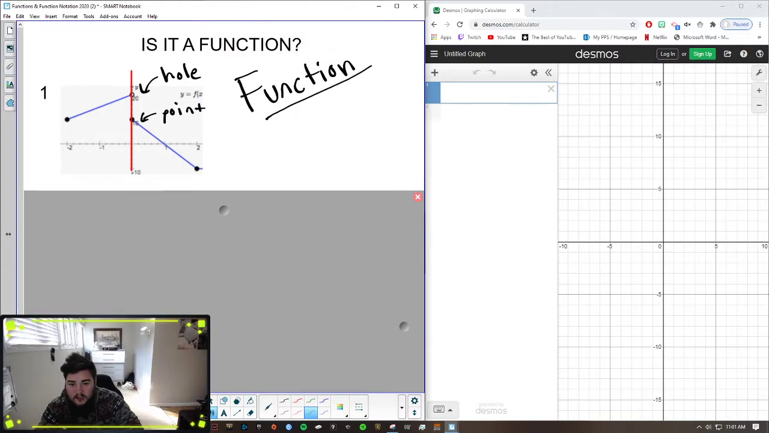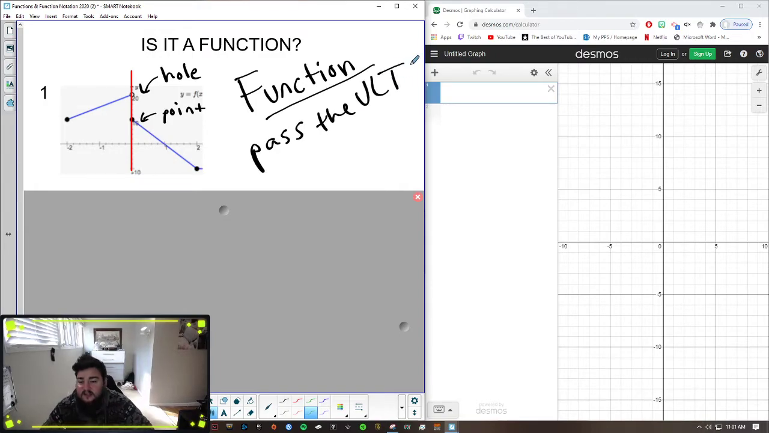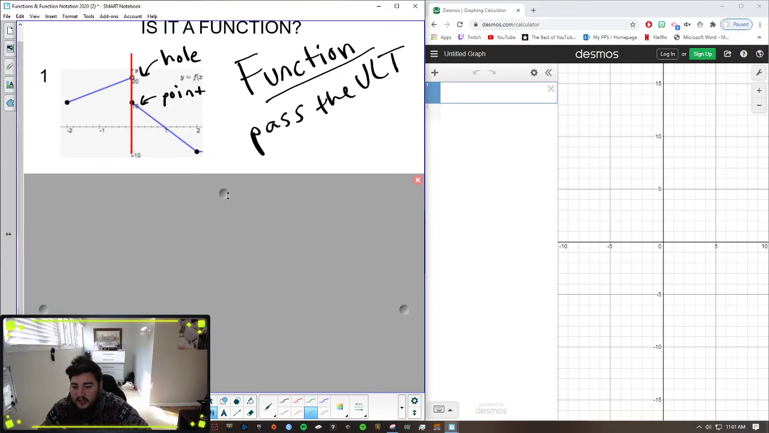This is a function. And my reasoning is always going to be one or the other. It either passes the VLT or it fails the VLT. In this graph, we pass the VLT, so it's a function. So if you're given a graph, you can skip right to using the vertical line test. Let's look at the second one.